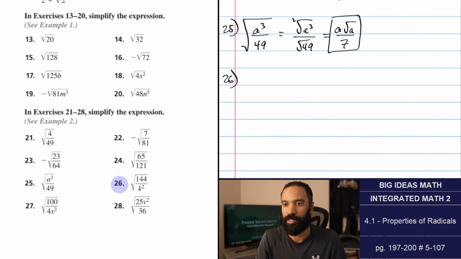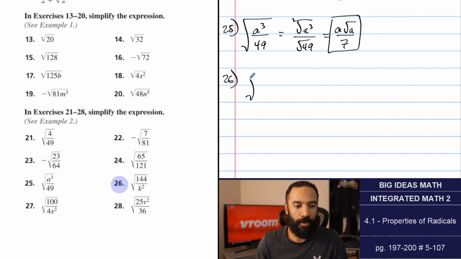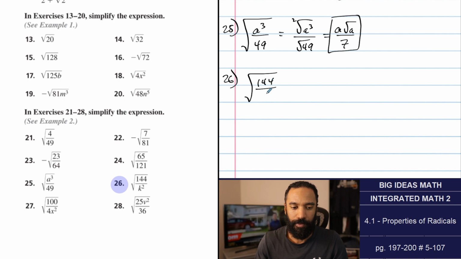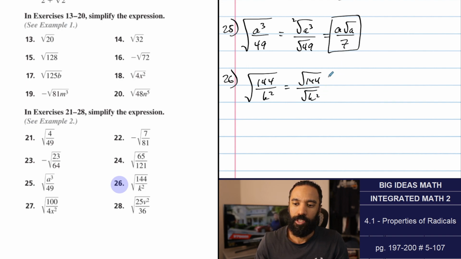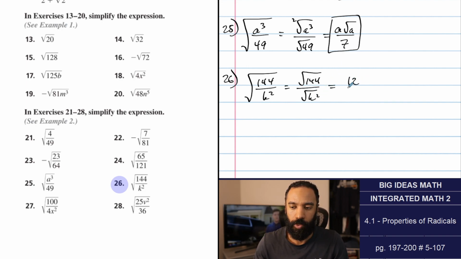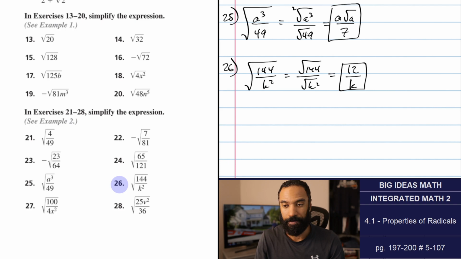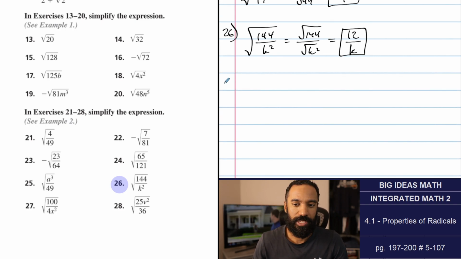Number 26. Square root of 144 over k squared. That's the square root of 144 over the square root of k squared. The square root of 144 is 12, and the square root of k squared is k. You are left with 12 over k. You can have variables inside the denominator as long as they are rational. Number 27.